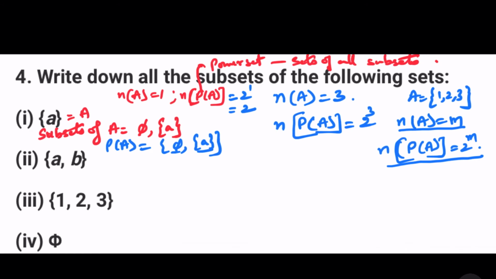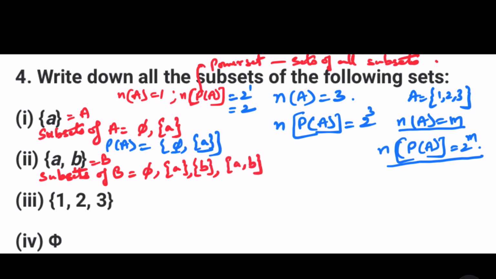You are given that A, B. So subsets of, you take this as B. So subsets of B is equal to phi, you can take first, then we can write it as A, then you can write B separately, then you can write AB. So these are all the subsets of the set B.